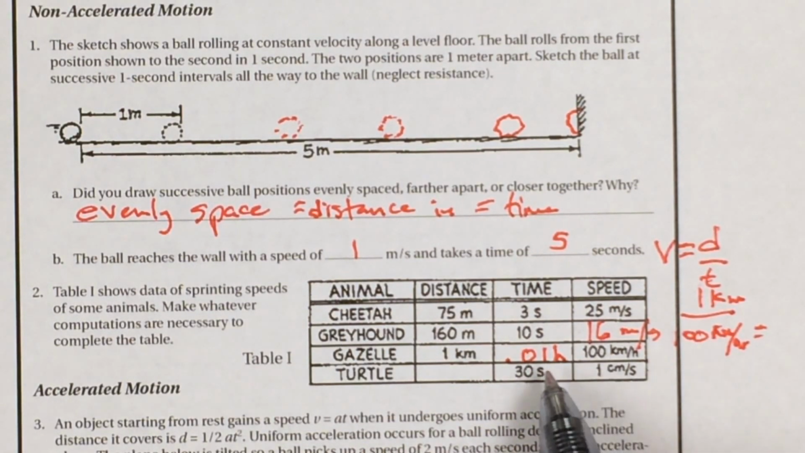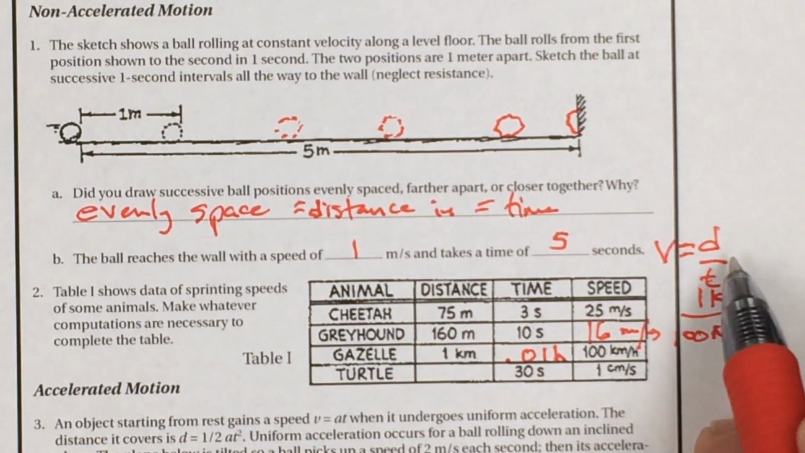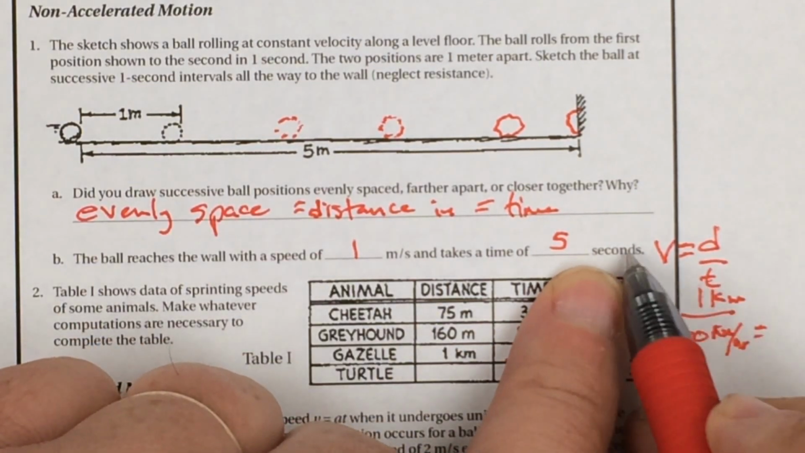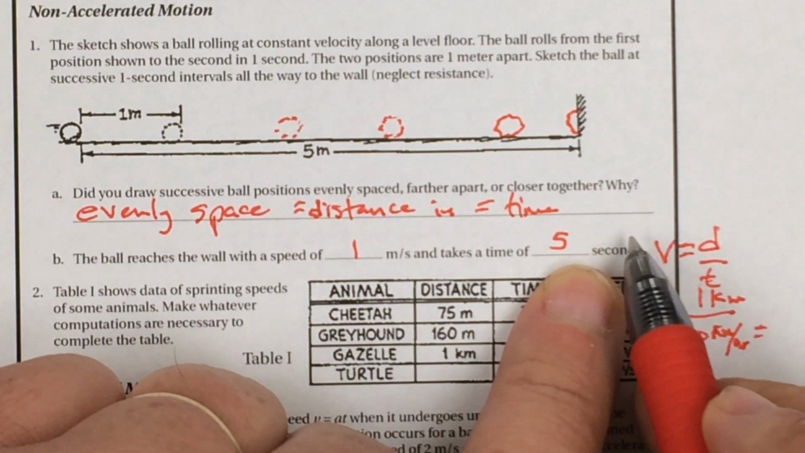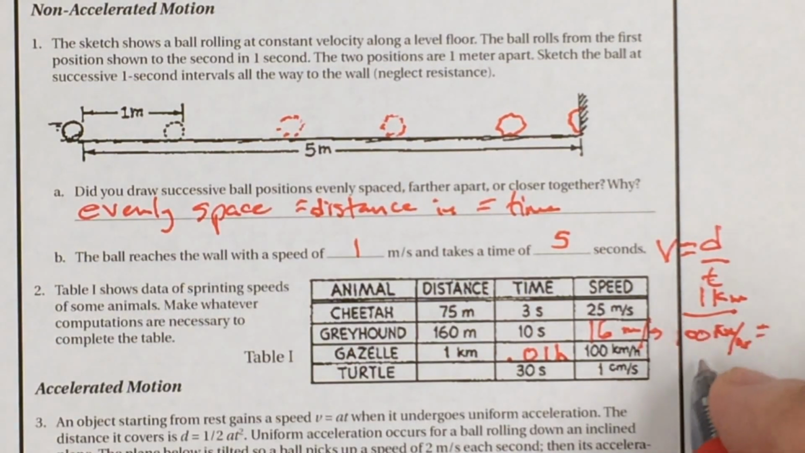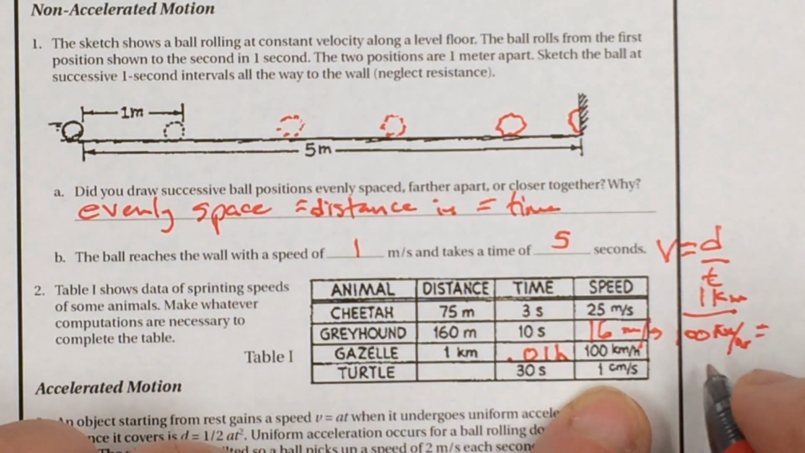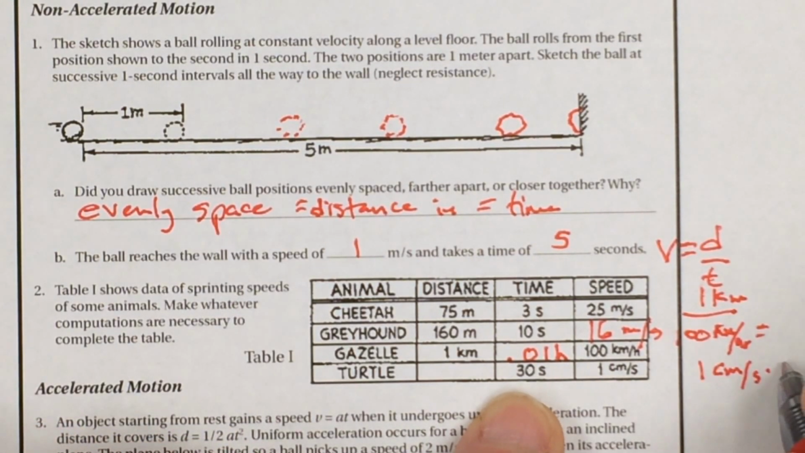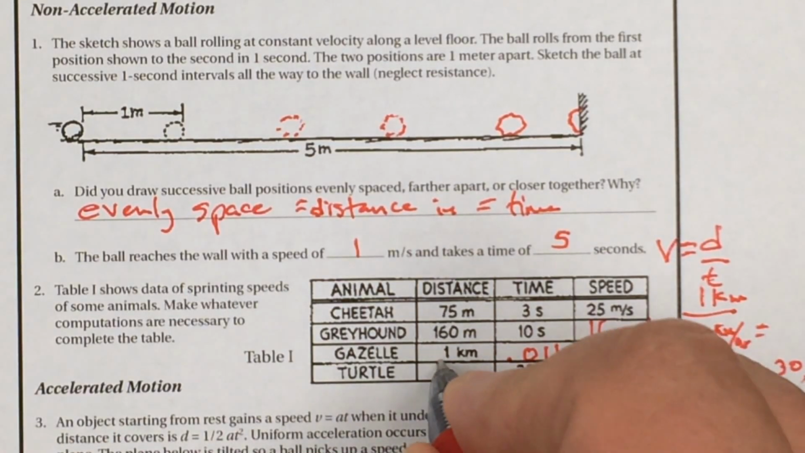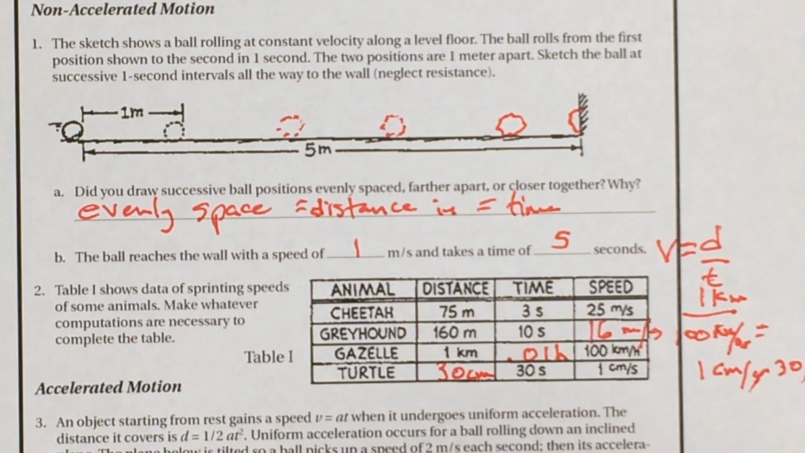And the last one, I have time and speed, so I want to solve for distance. So back up here, I have to bring time up to get it out of the way. So distance equals velocity times time. So velocity is 1 centimeter per second, and time is 30 seconds. Seconds will cancel with seconds on the bottom, leaving you centimeters, and my answer would be 30 centimeters.